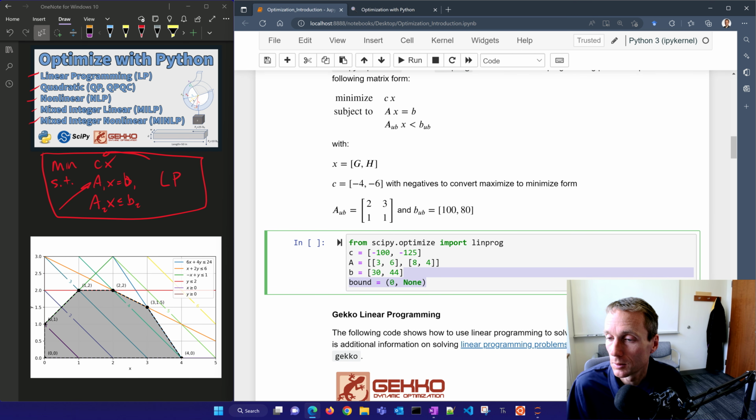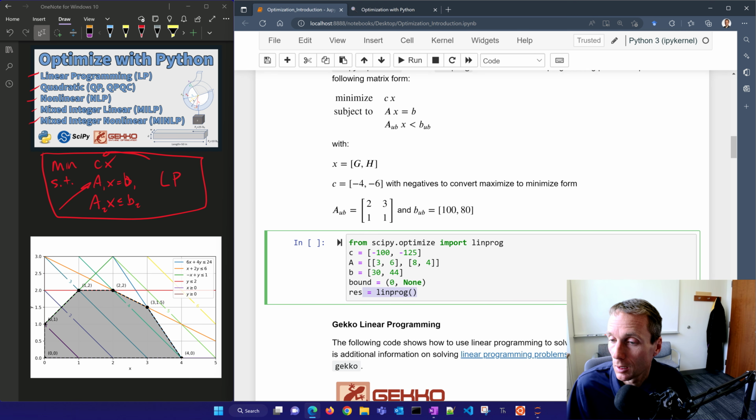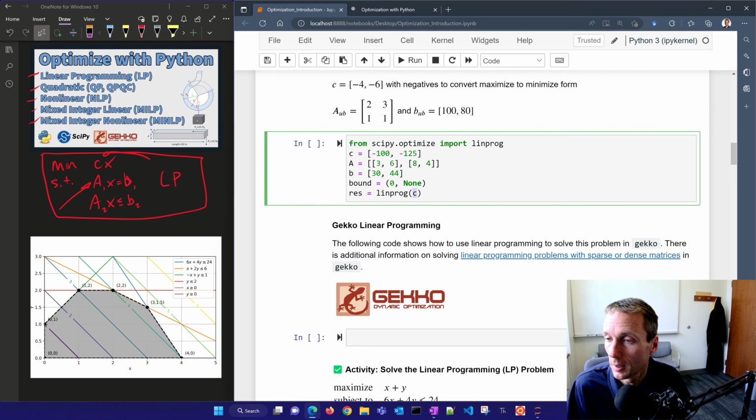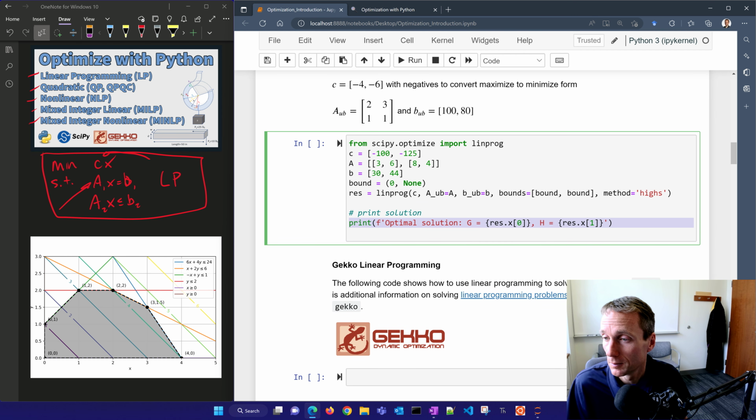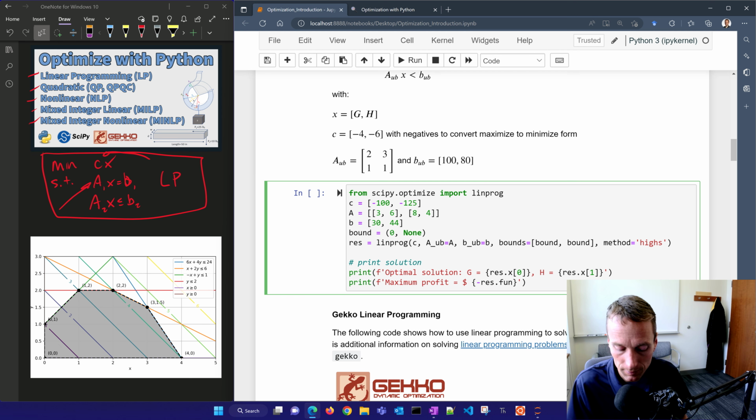And we'll have a bound from 0 to None for G and H. And then our result is going to be this linear program, and there's C, and there's A upper bound equals A, B upper bound equals B, and then there are bounds for G and H. Our method will use the HiGHS package as a solver. And now let's go ahead and just print the solution. So it'll print out x0 and x1, which are G and H. And then we'll look at the maximum profit.